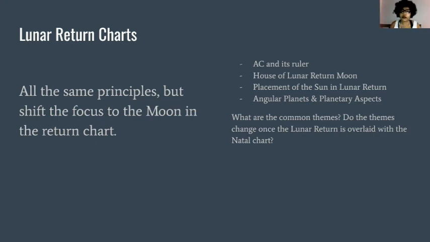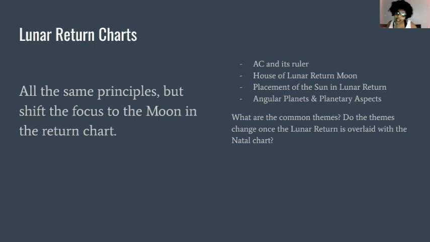And then also what's going on with the other planets in that chart, if any of them are angular or making important aspects. And then of course, when looking at a lunar return chart, you'll want to pick out any themes or patterns you see, and then overlay that with the natal chart and see if those patterns are emphasized or if some new story starts to emerge.